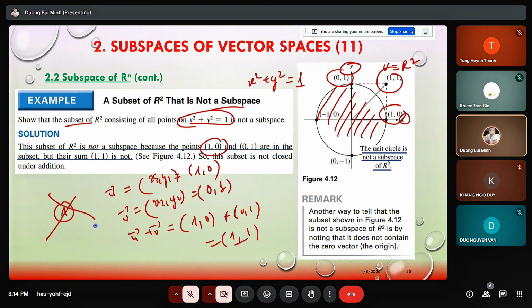SM1 talks about what? u plus v should belong to W. Here u plus v is 1, 1. So 1, 1 belongs to vector space V, but doesn't belong to subset W. So this subset is not a subspace.